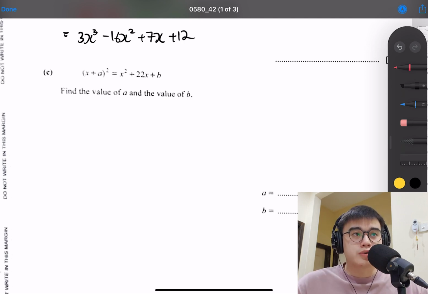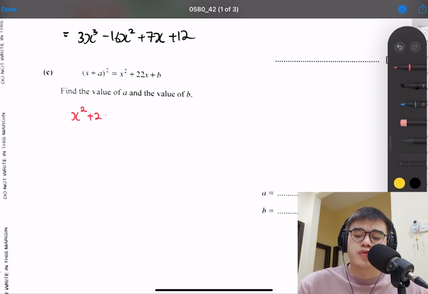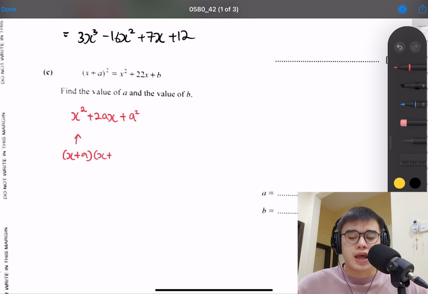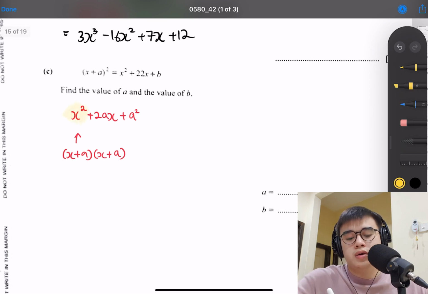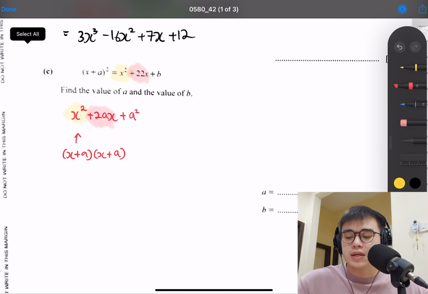So a last question for 9C here. This is actually the comparison type of question where you have to write it as shown first. So you might wonder, how do I get to this? This is actually by taking x plus a multiplied with x plus a, and you get the answers above. So what they actually want you to do is compare, like your x squared will be corresponding to the x squared here. Your plus 2ax will be corresponding to 22x. Your b will be corresponding to a squared.